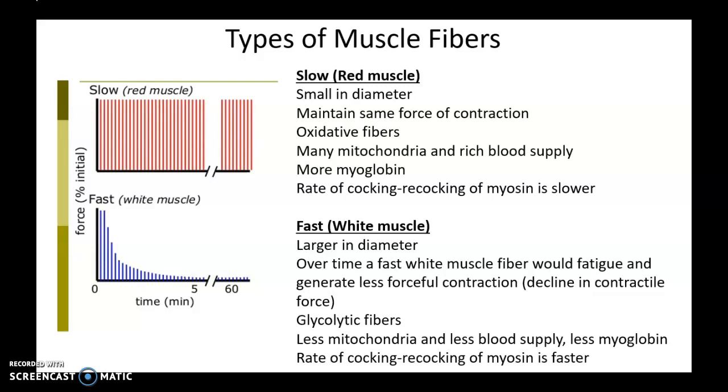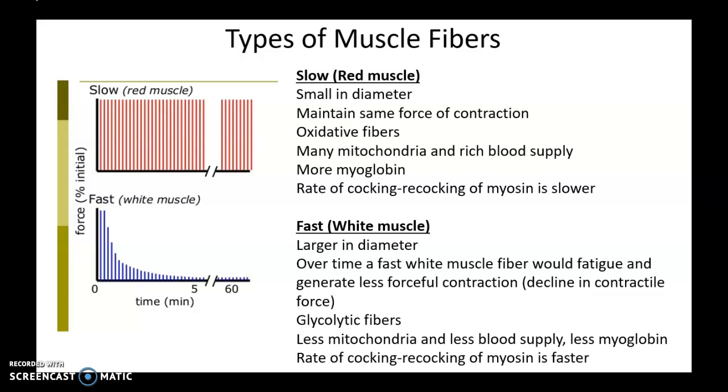In contrast, white fibers are called glycolytic fibers. They are larger in diameter because the cells have accumulated a lot of cytoplasmic proteins involved in glycolysis. They also lack robust myoglobin. They lack capillary beds and mitochondria. Because glycolysis does not generate a lot of ATP, this means that over time, this muscle cell will lose its ability to sustain a forceful contraction.